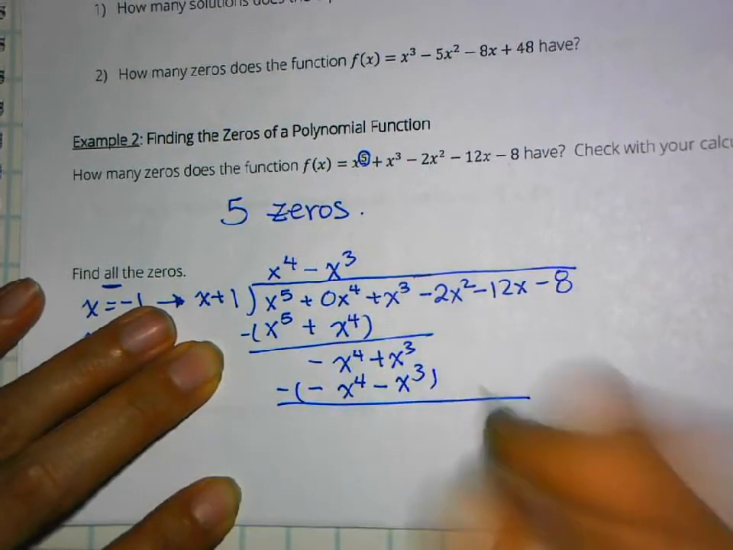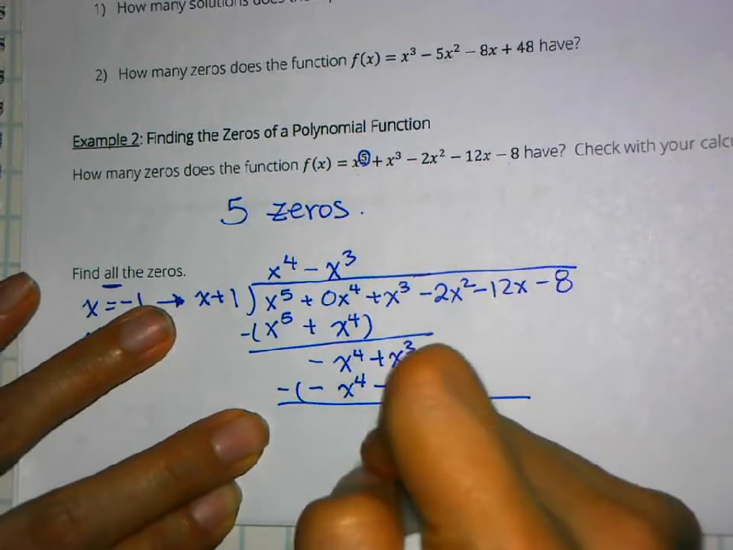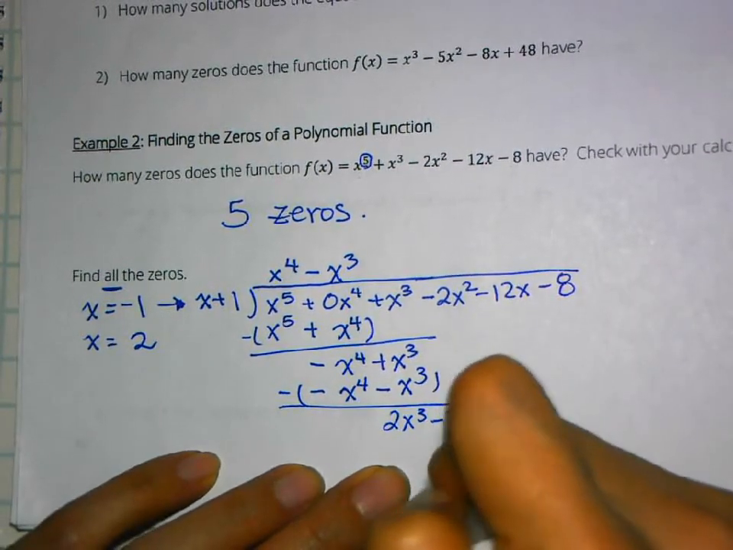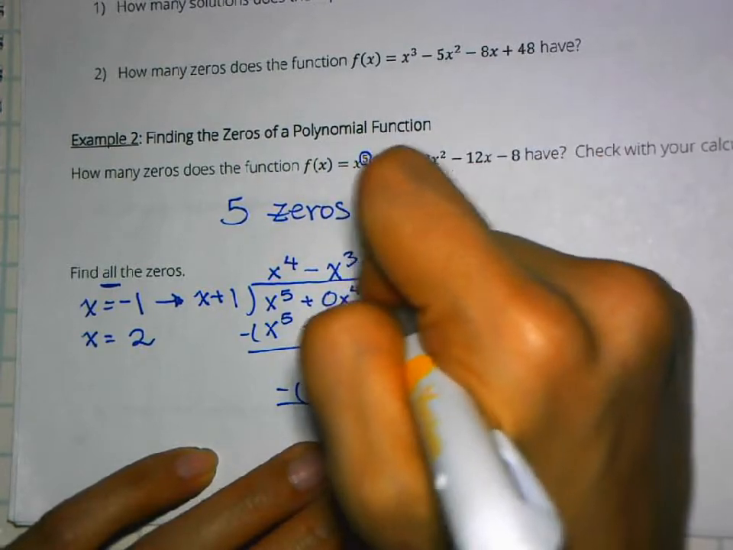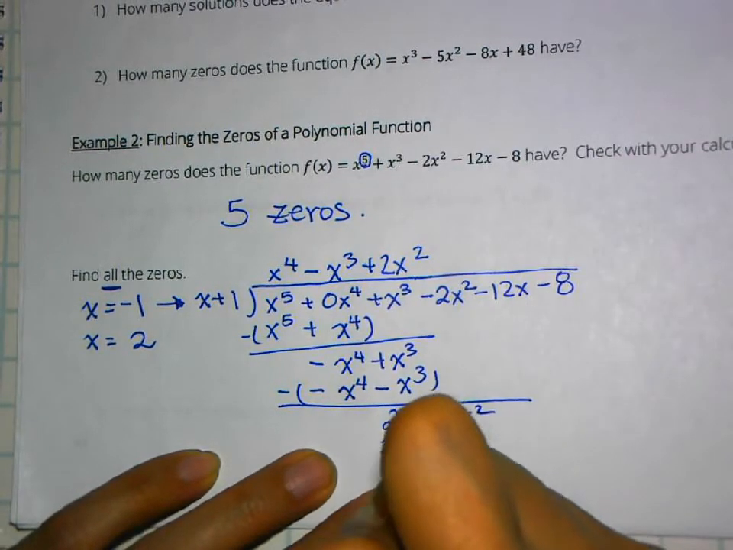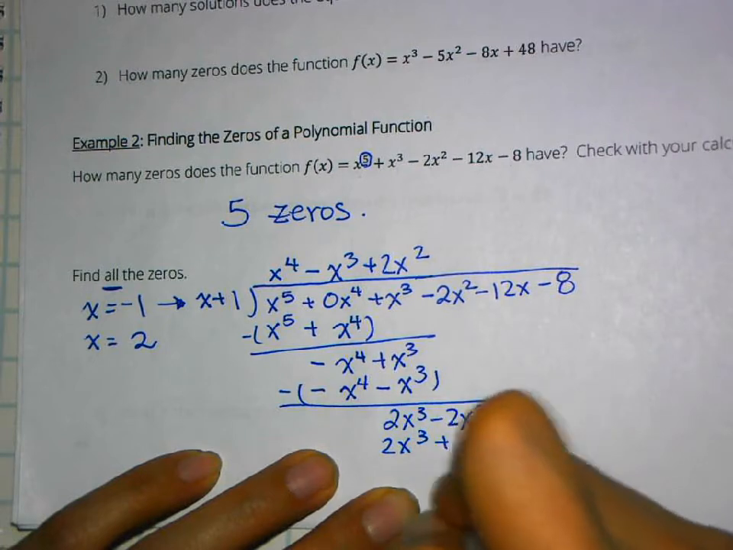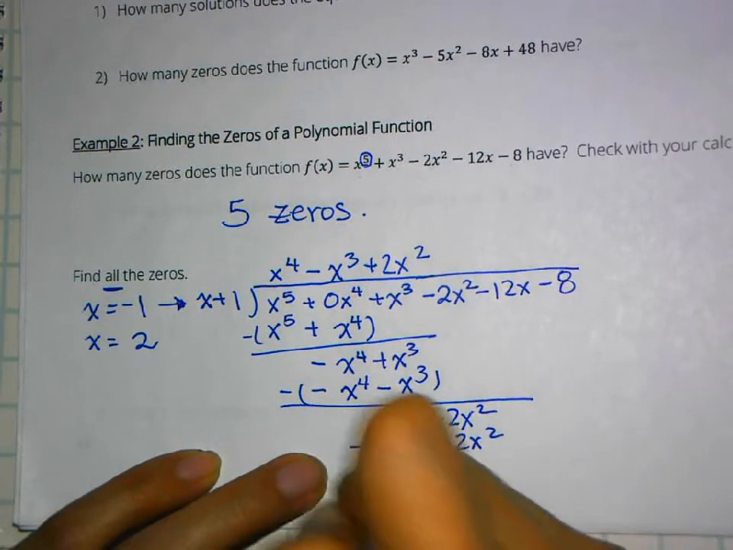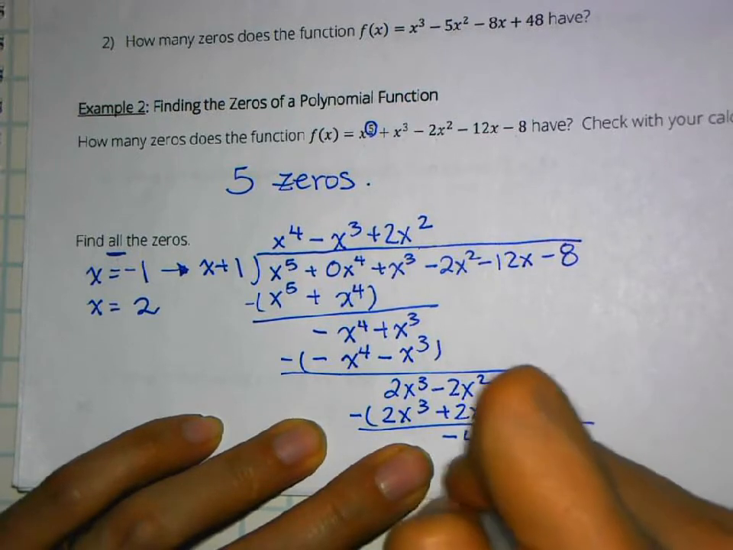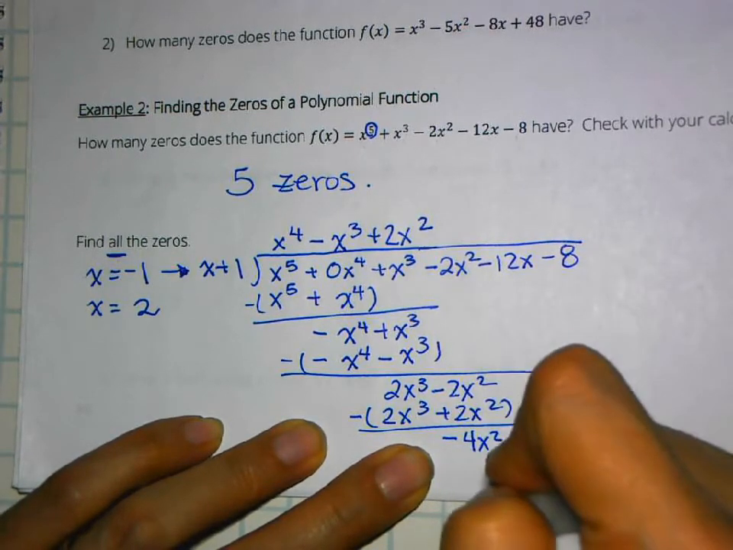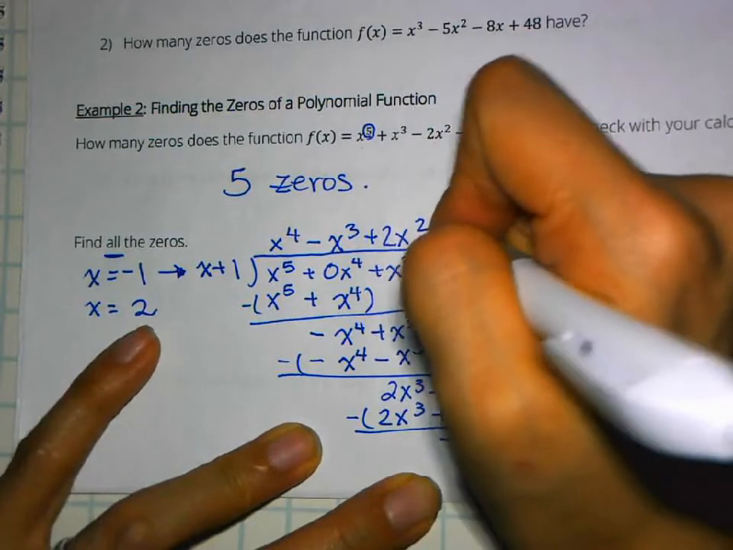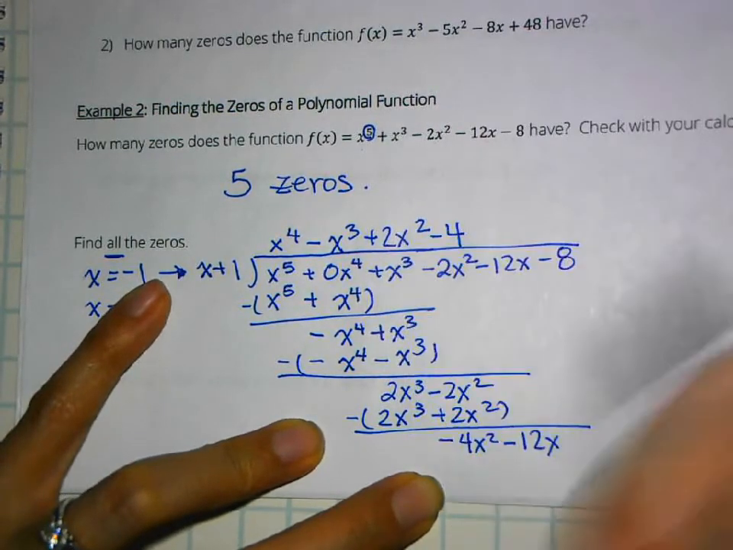Subtract again. That's going to give me 2x cubed minus 2x squared plus 2x squared. That's going to give me 2x cubed plus 2x squared. Subtract them. That's going to give me negative 4x squared. Bring down minus 12x.